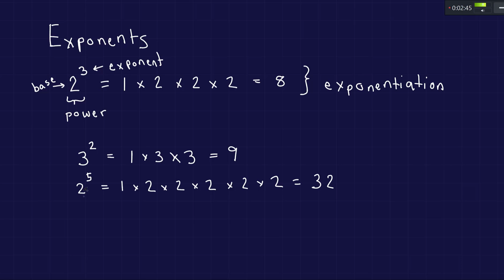So again, in this example, 2 is our base, 5 is our exponent. This whole thing is a power, and this whole process is called exponentiation.